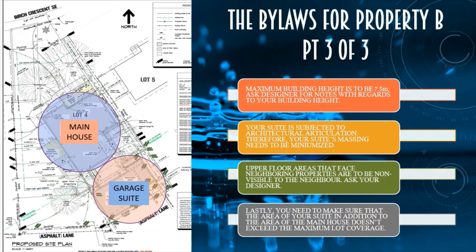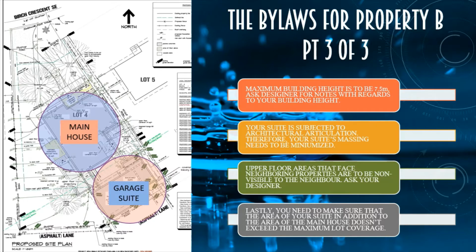Next, we also have to think about the overall height for the suite. Therefore, the overall height for a backyard suite is 7.5 meters, or about 24.5 feet. Then, we also have to consider the articulation for the suite. For architectural reasons, the city of Calgary does not like to have the suite be one big solid mass, kind of like a square box. So you have to be very creative with your articulation to your front elevation.